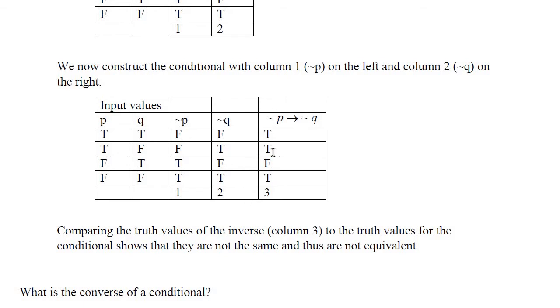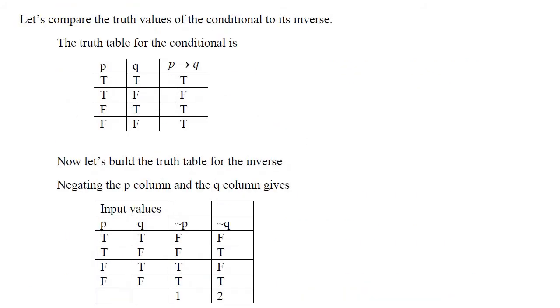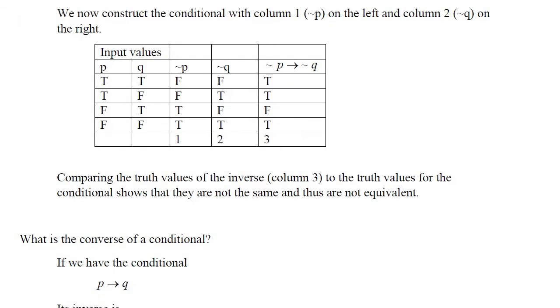So the truth values for the inverse, true, true, false, true, that's different from the truth values of the original conditional, which was true, false, true, true. So that means the inverse and the conditional are not equivalent to each other.